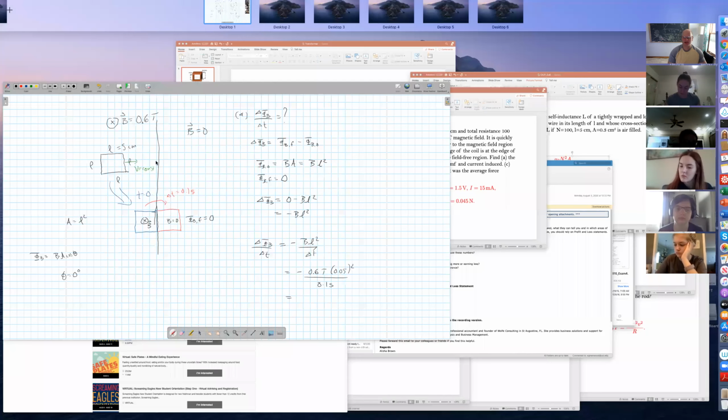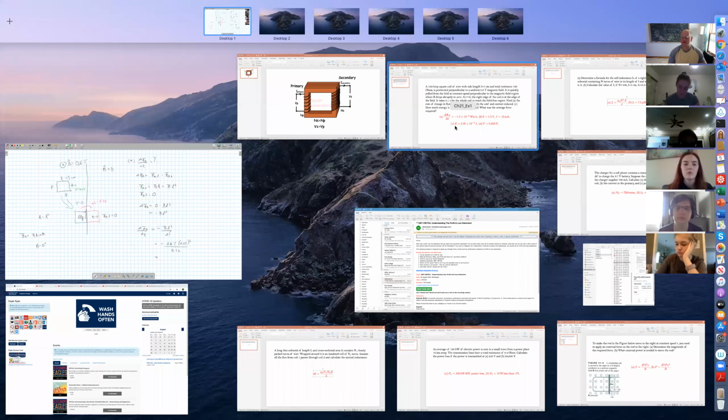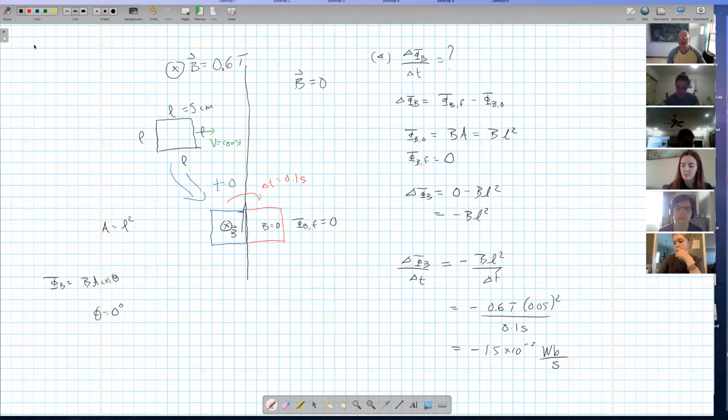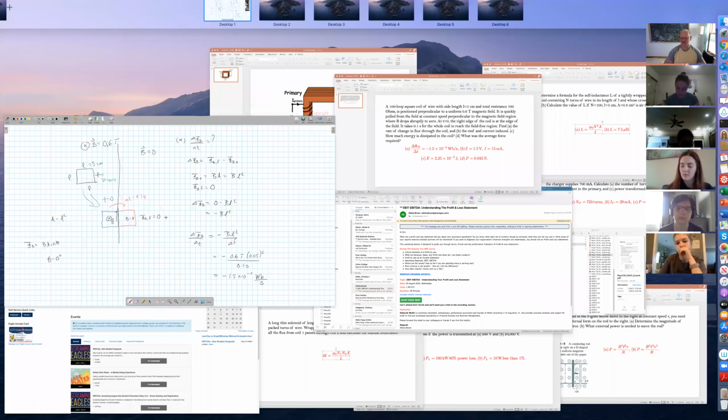Plugging in my numbers, that works out to be negative 1.5 times 10 to the minus 2. Flux has units of Webers, so this is a Weber per second. So this is my rate of change of flux.